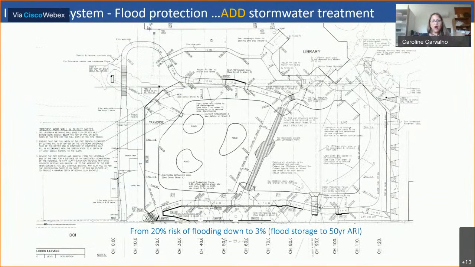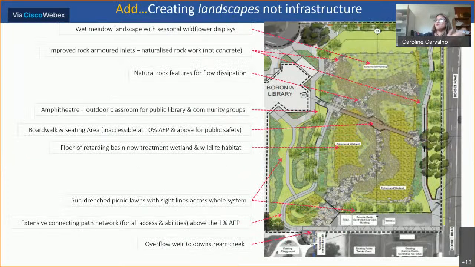We basically redid that whole wetlands retarding basin and expanded it. We put a wetland floor into it, and we started integrating elements of community interaction with the space. So it's still a functional flood mitigation system. It is now also a water quality treatment system to protect the downstream waterway. And we improved its flood storage to the point where we went from a 20% risk of flooding right down to 3%. So functionally, it still works for stormwater.